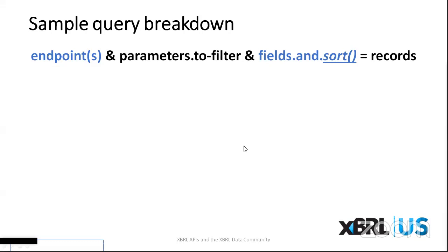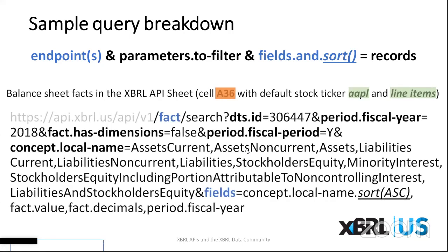So the way the query works, we use endpoints. Sometimes it's a fact endpoint, sometimes it's a report endpoint. Mark mentioned an assertion endpoint. I'll show you a list of endpoints here in just a couple of minutes. And the parameters to filter and the fields to sort in order to return the records. So from A36, that first one that we looked at, or excuse me, the second orange block that we looked at, we have Apple's line items that I want to report back into the upper part of the template, the blue and white cells. It's a fact.